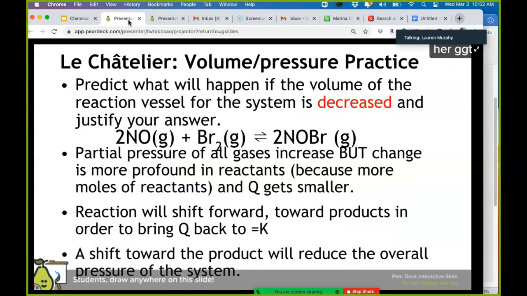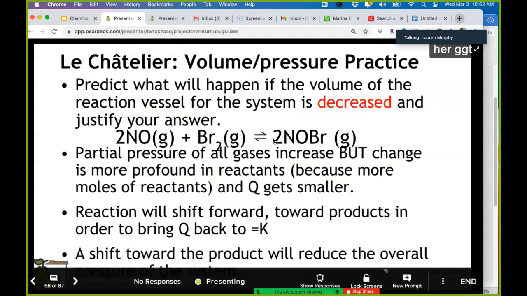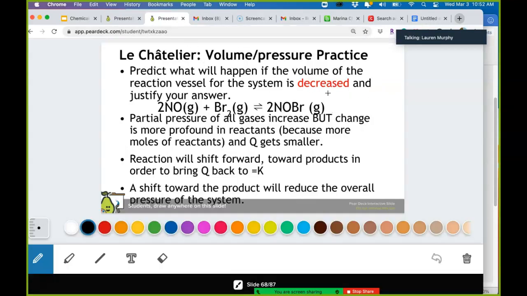So in this reaction, a different reaction, I have 2 NOBr and I have Br2 making 2 NOBr. And I'm going to say that the volume of the system is decreased. So when they tell you volume decreases, I know that the pressure is going to increase and it's going to affect anything that is a gas. How many moles of gas are on the reactant side? 2 plus 1 is 3. How many moles of gas are on the product side? Just 2, right? 2 gas molecules.